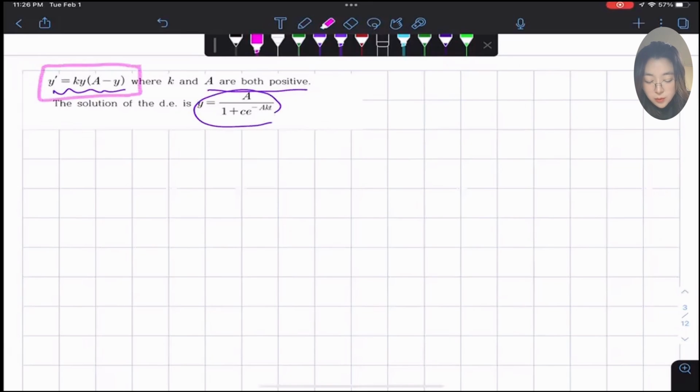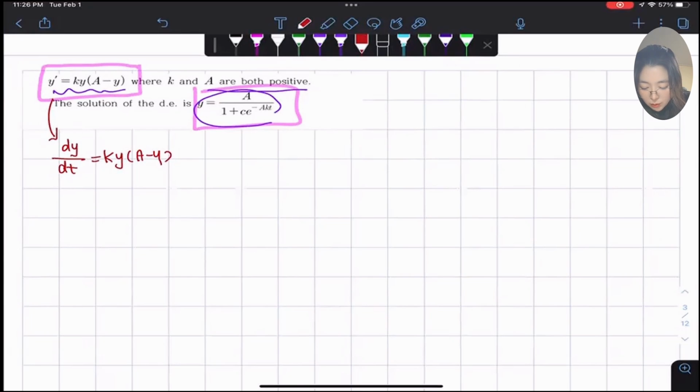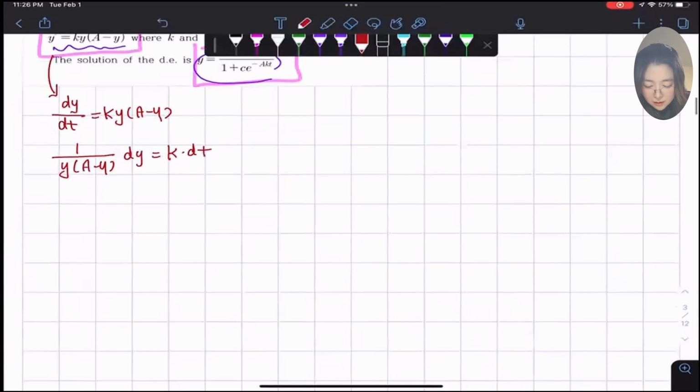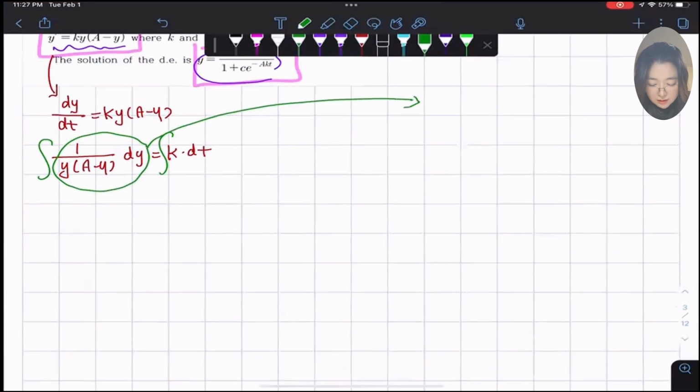This is my starting point. This is my goal. So I can rewrite dy over dt equals k times y times (A minus y). Separate these variables respectively. So 1 over y times (A minus y) dy equals k times dt. Apply integral like this. To solve this integral, I will separate this fraction like this.